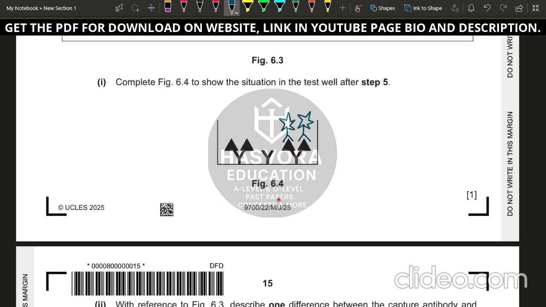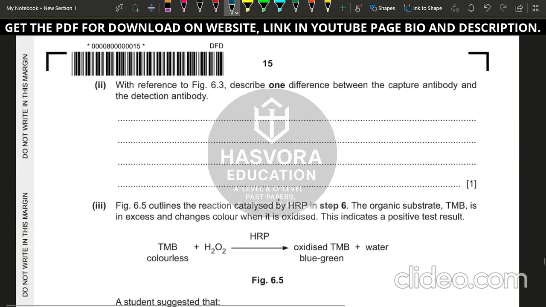Okay, so this is how we have to show. So this is actually your detection antibody. Okay, and this is your HRP. Now let's move on to part 2.